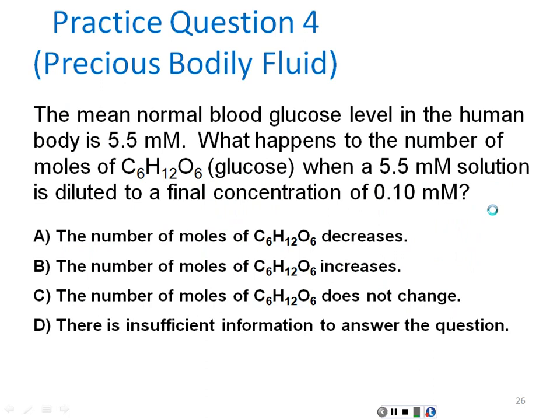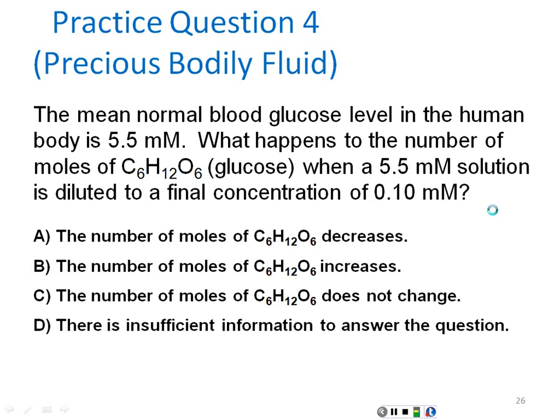All right, let's try a practice question with dilutions. And this is another precious bodily fluids question. The mean normal blood glucose level in the human body is 5.5 millimolar. What happens to the number of moles of glucose when 5.5 millimolar solution is diluted to a final concentration of 0.1 millimolar? Now, this is a conceptual question.